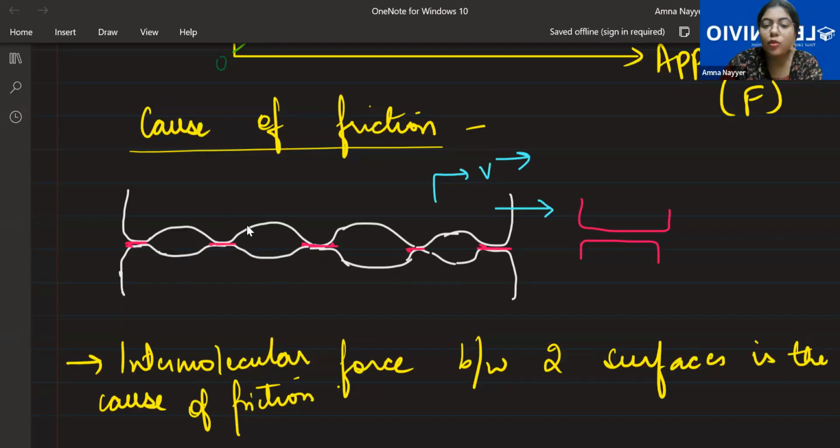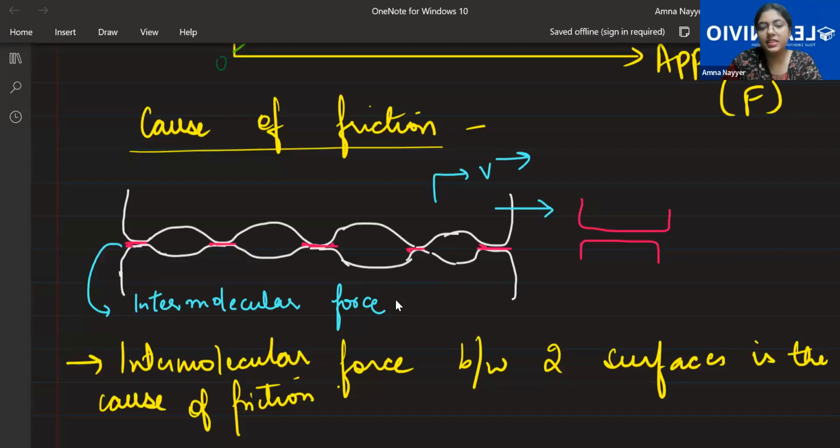So it's basically an intermolecular force between two surfaces, and this causes the friction. When two objects are rubbed against each other, there is interlocking between the irregularities. This is because of the irregularities present. And where are the irregularities less? In the smooth surfaces. So for smooth surfaces, you have less friction force present.